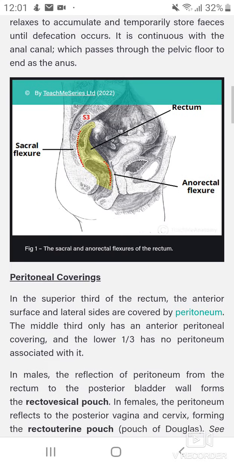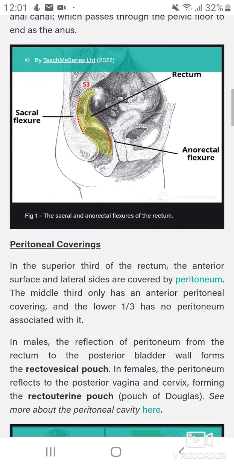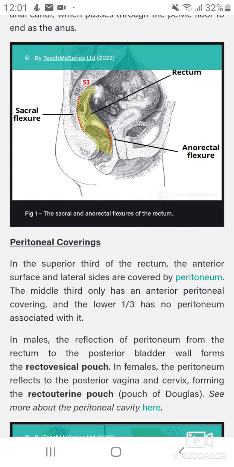Next, we are discussing the peritoneal coverings. In the superior third of the rectum, the anterior surface and the lateral sides are covered by peritoneum. The middle third only has an anterior peritoneal covering, and the lower third has no peritoneum associated with it.